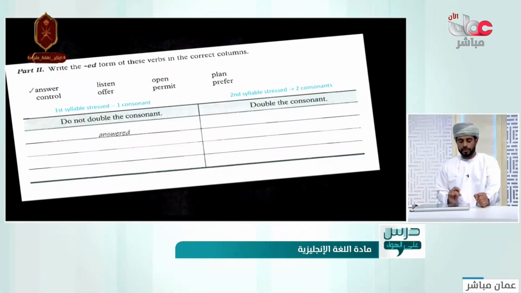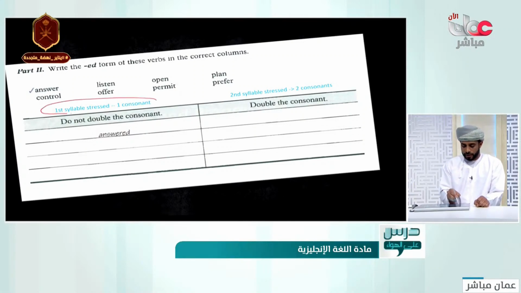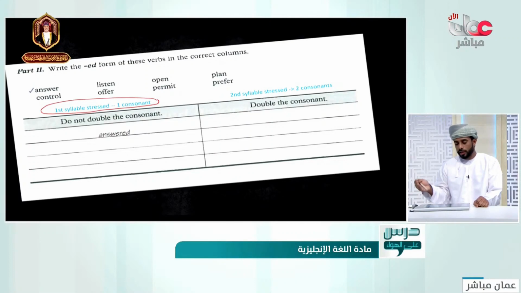Let's have a look at this exercise. Here we have some verbs that you should double the consonant and others that you should not double the consonant. Remember the rule: if the stress is in the first syllable, only one consonant. If the stress is in the second syllable, we double the consonant. Let's have a look at the answer. It is already answered there because the stress is in the first syllable, so we don't double the consonant. Good.